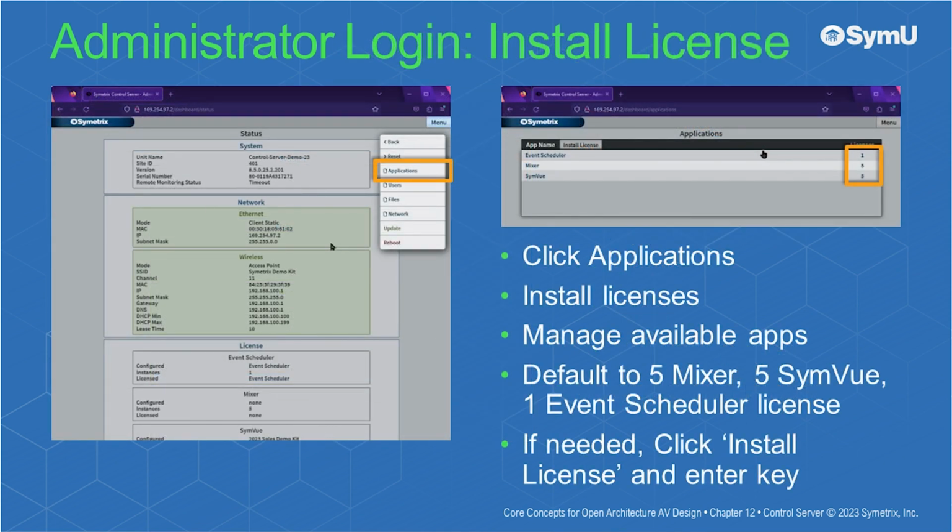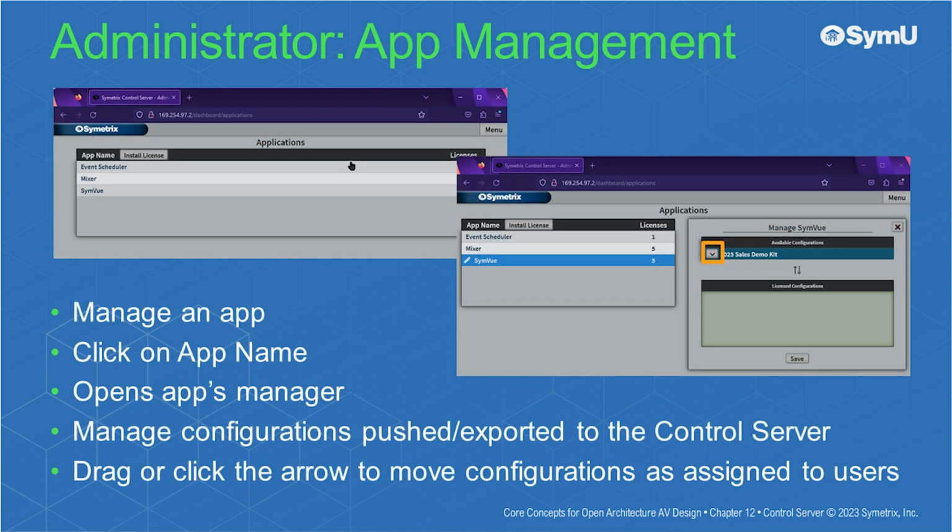Click Applications. The Applications page is used to install licenses and manage available apps. By default, the Control Server comes with 5 Mixer and 5 SymVue licenses and 1 Event Scheduler license. If needed, click on the Install License button to enter a license key. To manage an app, click on the app name.